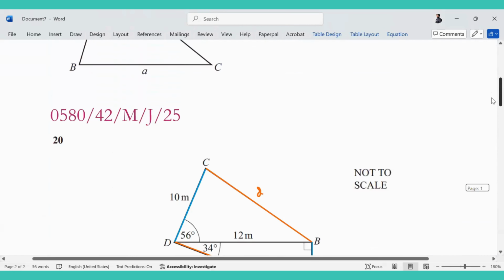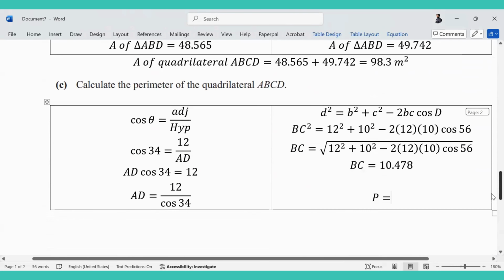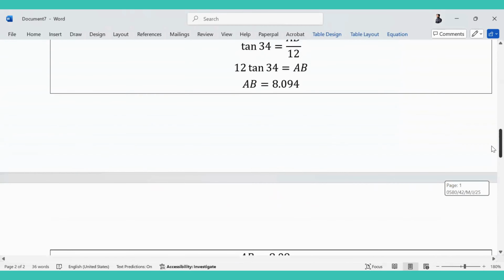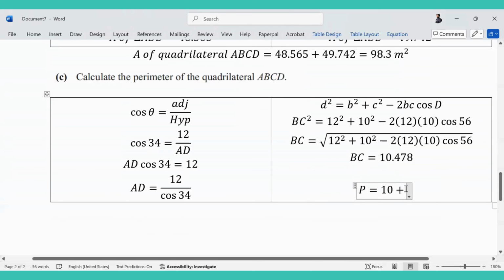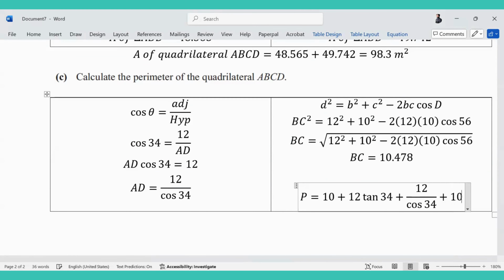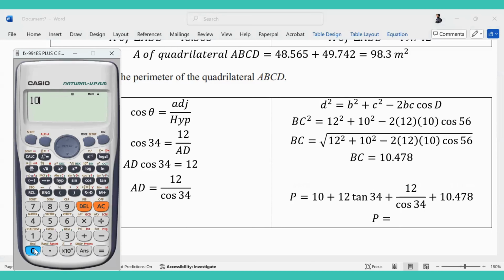I have 10, AD, AB, and BC. The ones that I have as exact, I'll be using as they are. AB, I can use 8.094 or 12 tan 34. Both are okay. I'll tell you to use 12 tan 34, 12 upon cos 34, and BC is 10.478. So use the calculator appropriately.